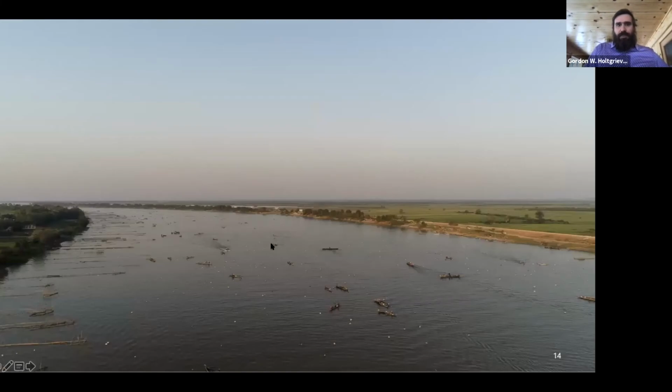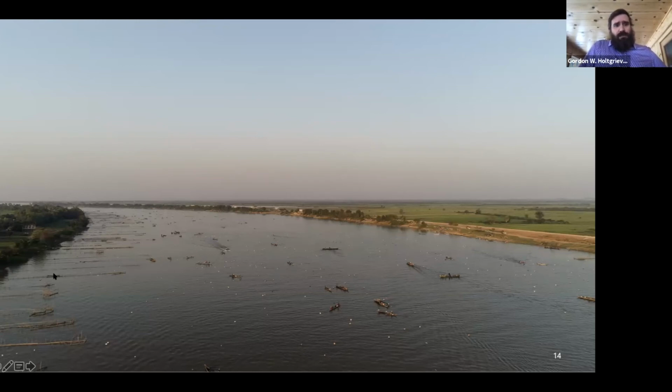Okay. I normally have a video where a drone flies up this river here, but I took it out for bandwidth reasons. I just want to impress, this is a picture of the Tonle Sap River. And fishing's a big deal in this country. It's a dominant economic activity and a dominant strategy for livelihoods.